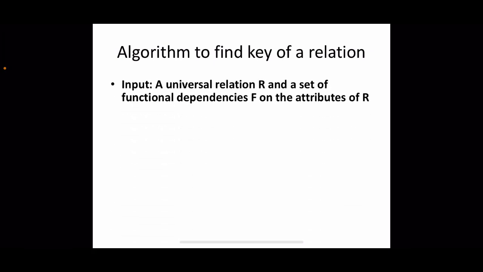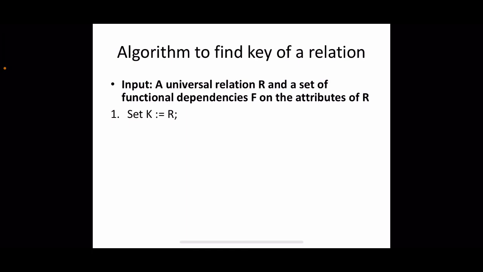Now let us move to the last algorithm, that is the algorithm to find the key of a relation. A key of a relation is actually a set of attributes which can functionally determine all other attributes, right? So we have to find the key of a relation. The input to this algorithm will be a universal relation R and a set of functional dependencies F on the attributes of R. Now we have to find the key K.